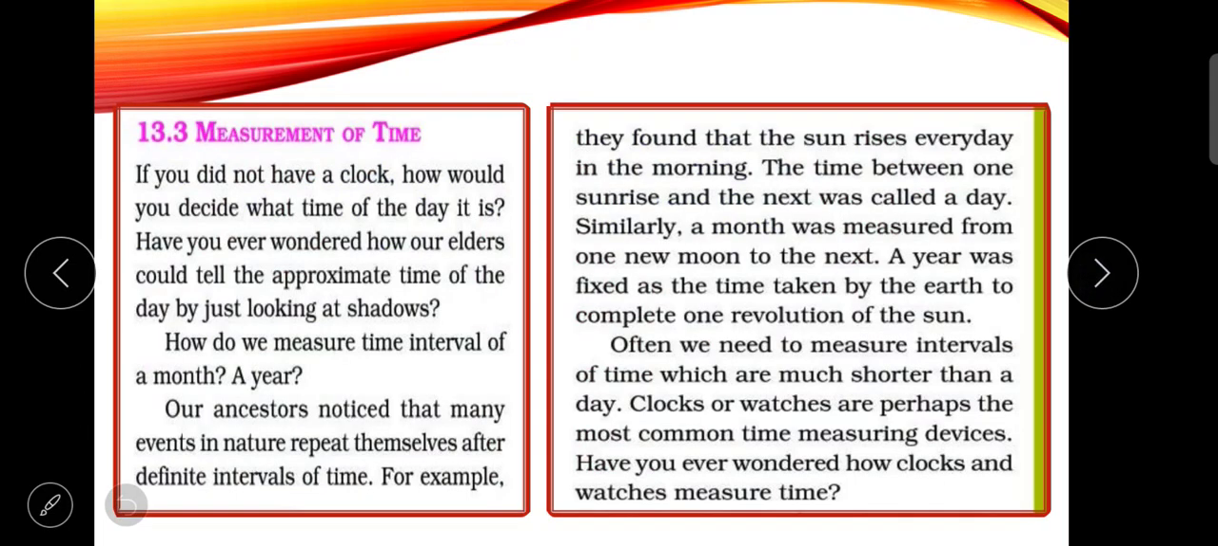Children, you know that while measuring time, if you do not have a clock, you were deciding the time by looking at the shadows on the ground, right? Our ancestors noticed that many events in nature repeat themselves after a definite interval of time. So they found that the sun rises every day, and the time between one sunrise and the next was called a day. A month was measured from a new moon to the next new moon. In this way, time was measured in ancient times.